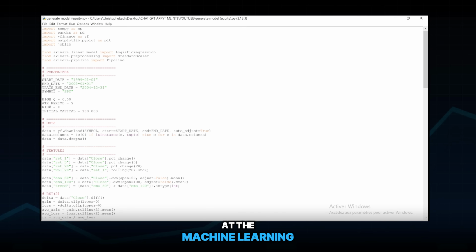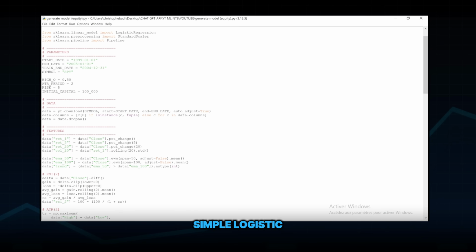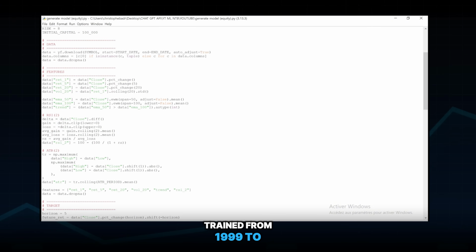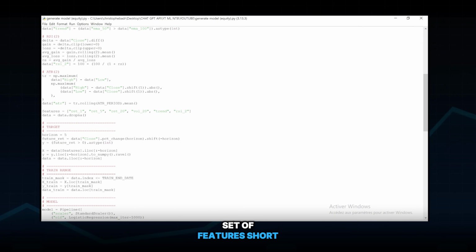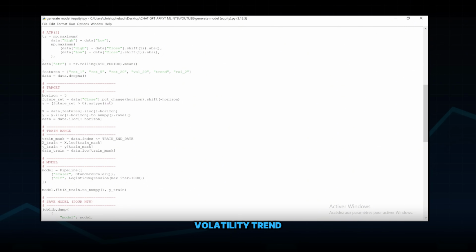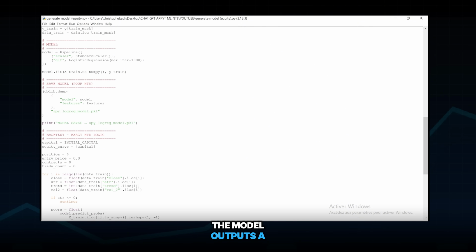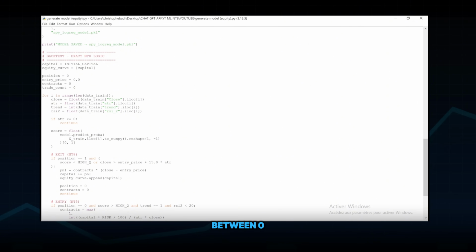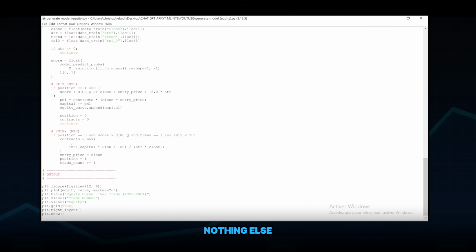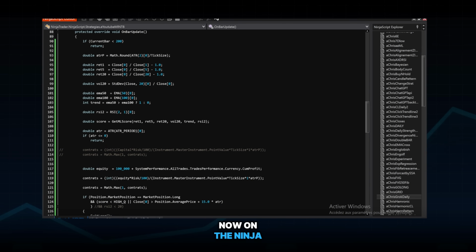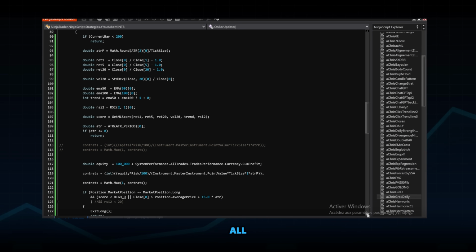So let's quickly look at the machine learning side. The model is a simple logistic regression, trained from 1999 to 2004. It uses a small set of features: short-term returns, volatility, trend, and RSI. Everything is standardized, trained once, then frozen. At runtime, the model outputs a single probability score between 0 and 1. Nothing else. Now on the NinjaTrader side, there's no learning at all.